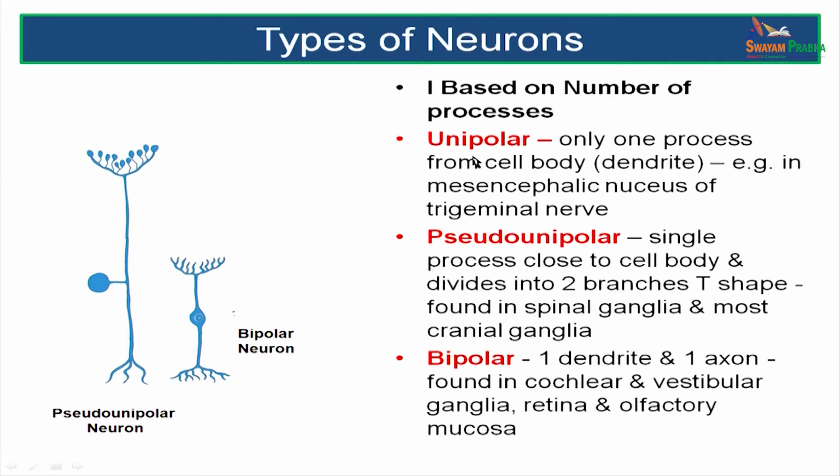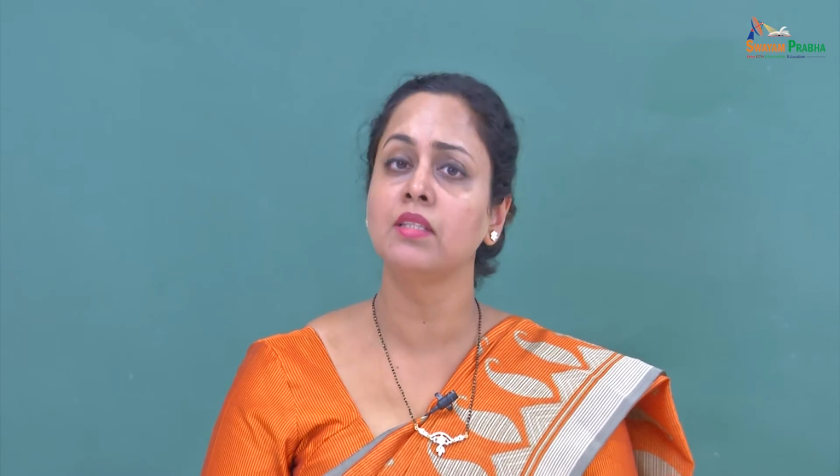What is a unipolar neuron? A unipolar neuron, like the mesencephalic nucleus of the trigeminal nerve, has a single process coming out from the nerve cell body.